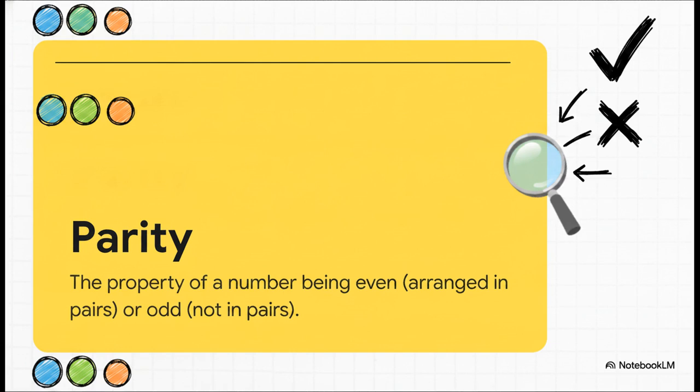Think of it like this. If you have a pile of objects and you can give every single one of them a buddy, that quantity is even. But if you have one lonely object just sitting there left over at the end, that quantity is odd. I know it sounds incredibly basic, right? But trust me, this simple true or false property is about to become our absolute best investigative tool.